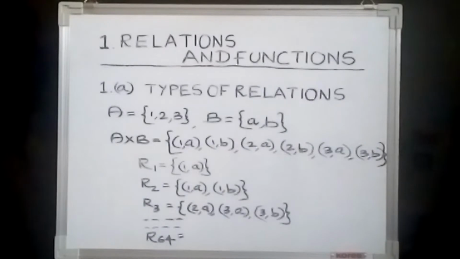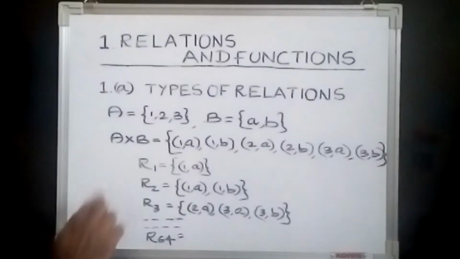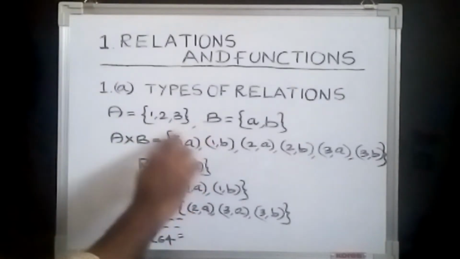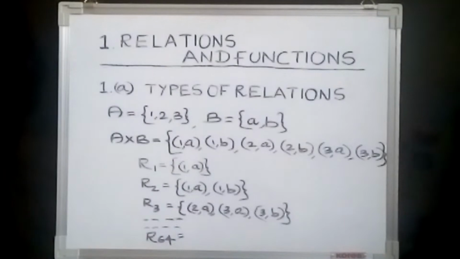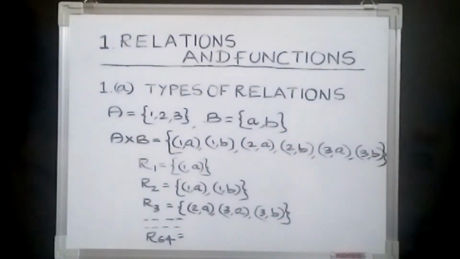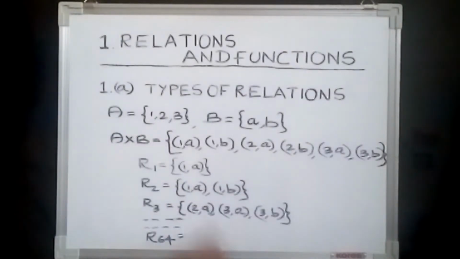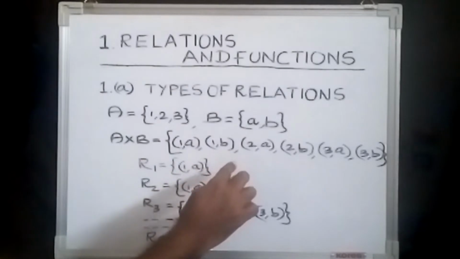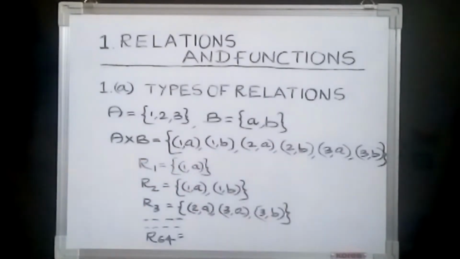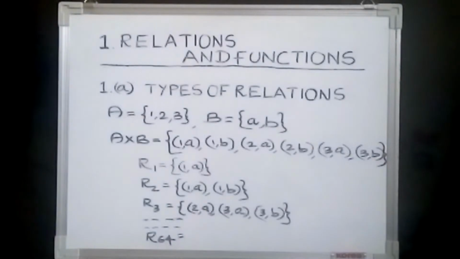Let us take an example. Let A equal to set {1, 2, 3}. A contains 3 elements 1, 2 and 3. And let B equal to set {a, b}. B contains 2 elements a and b. Let us write A cross B. A cross B equal to the set of all ordered pairs (1,a), (1,b), (2,a), (2,b), (3,a), (3,b). And the set A cross B contains 6 elements.